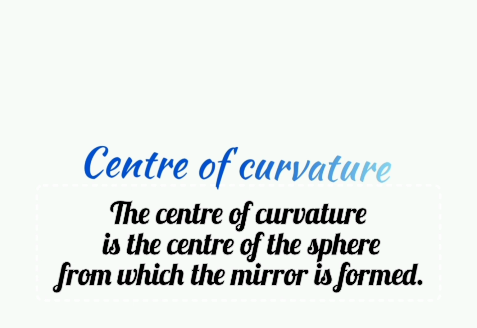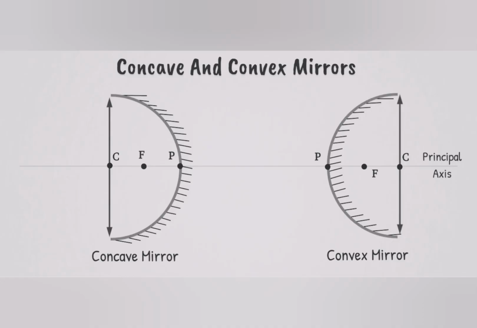Suppose in a concave mirror, the center of curvature lies in front of the mirror. So observe the diagram. Here in the concave mirror, the center of curvature is in front of the mirror, right? The reflecting surface is inwards. In a convex mirror, the center of curvature lies behind the mirror. The convex mirror's reflecting surface is outward, and the center of curvature is behind the mirror. So the position of the center of curvature depends on the type of mirror.